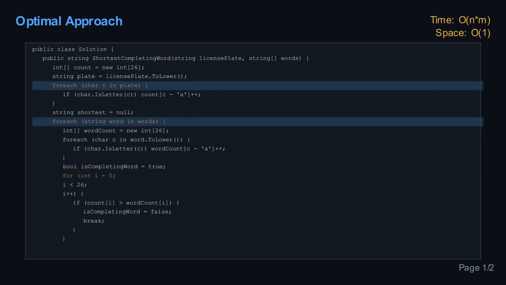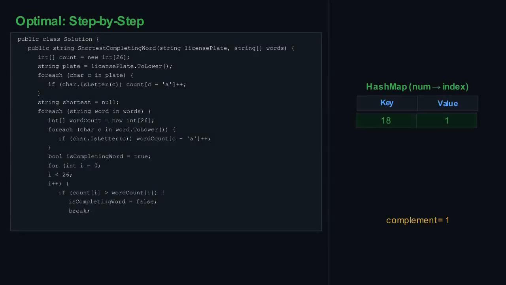If the word is valid, we check its length. If it's shorter than our current best, or if we haven't found any word yet, we update our best word. By using these maps, we only scan the license plate once and each word once. We've replaced the repeated searching with a simple comparison of two arrays of size 26. This is much faster because comparing two small arrays is a constant time operation, regardless of how long the words are. Let's trace this optimal approach with our example.